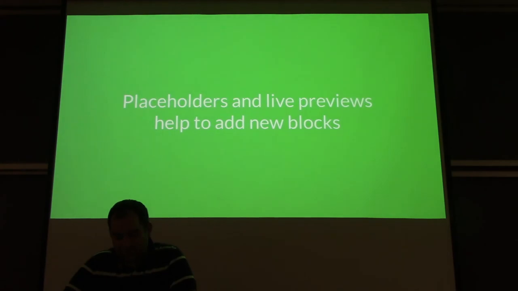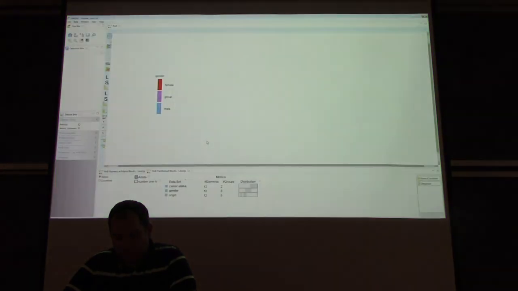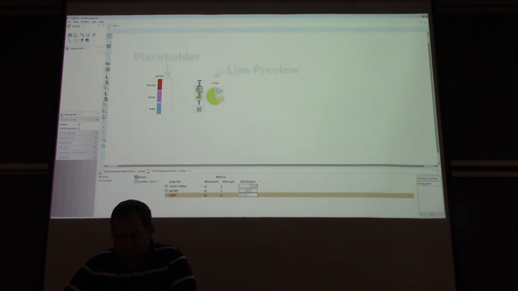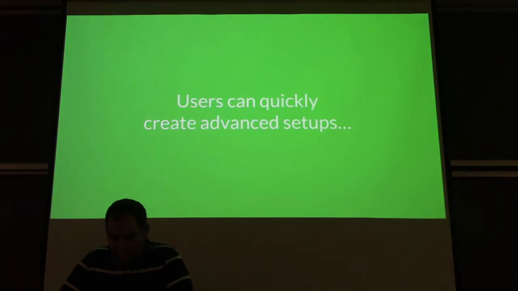Placeholders and live previews help to add new blocks. When dragging an element from the block browser onto the board, possible drop positions are indicated. When entering a placeholder, a live preview of the data is shown. By dropping the item, the selection is confirmed. Domino allows users to quickly create advanced setups.